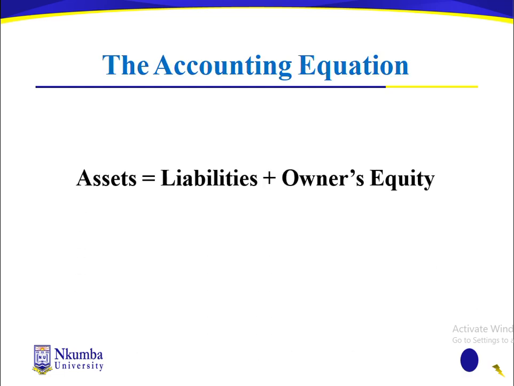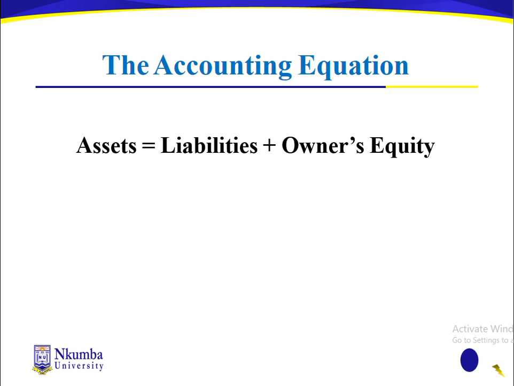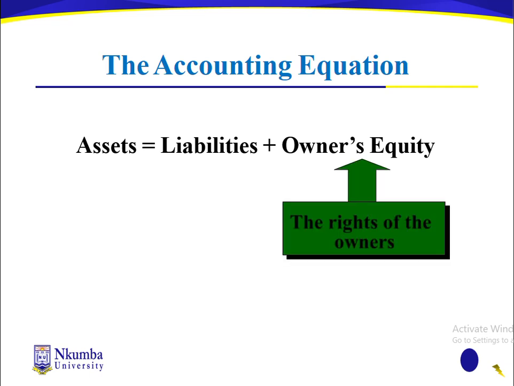Now, that is the accounting equation, which says that all assets should be equivalent to all the liabilities plus all the owner's equity. And thus the owner's equity is the right of the owner, the right of owning the equity. That's what the owner actually has in relation to the business.